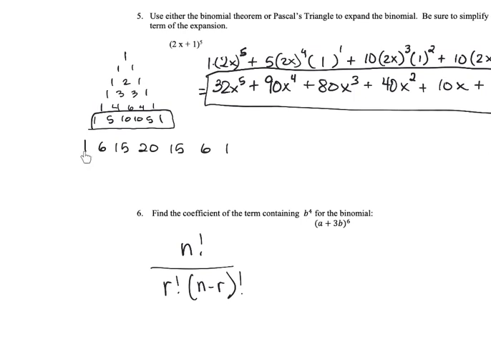So the first term would be a to the 6th, b to the 0. This term would be a to the 5th, b to the 1st. This is a to the 4th, b squared. This one here is a to the 3rd, b to the 3rd. This one here is a squared, b to the 4th. But you've got to be careful there, because this is the coefficient just here. We also have all of these other values that affect the coefficient. Does that make sense?